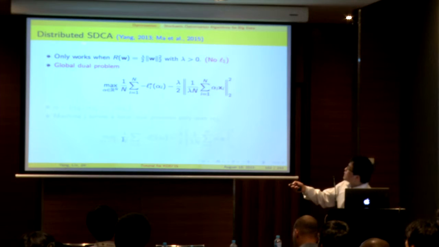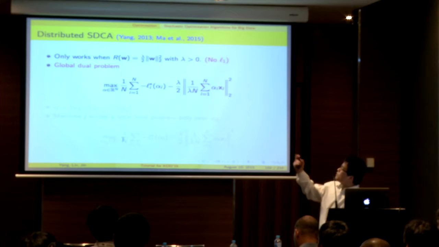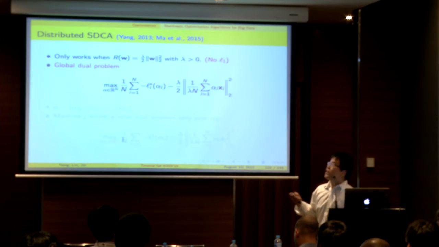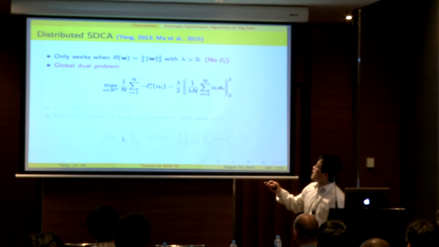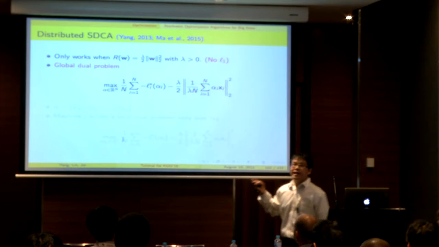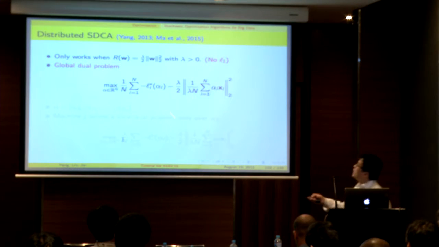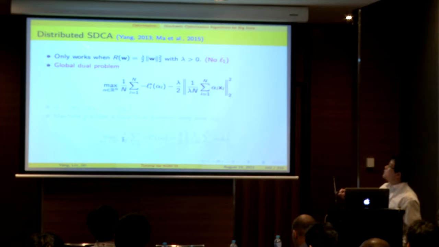Now let's talk about another one which is more complicated, more sophisticated than stochastic gradient descent. It's called distributed SDCA. I covered SDCA in the first part in the single machine case. What this is, exactly, is a distributed version.